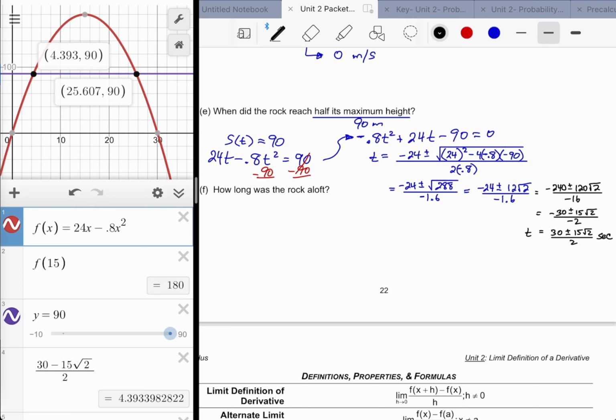So then the last one asks, how long was the rock aloft? So what we would need are any instances in which the position is equal to 0. So we go back to the original function. It's an easier computation though, which is nice. And we set that equal to 0.